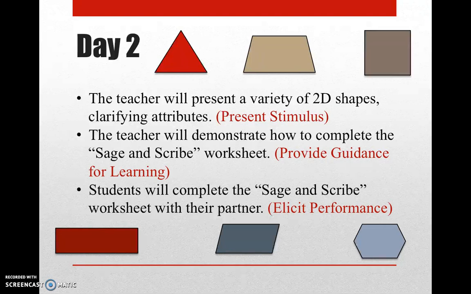Essentially, Sage and Scribe is a way to structure partner work that has one student instructing another student how to solve the problem instead of them just completing it by themselves. So once I've demonstrated Sage and Scribe and reminded students of the steps, then they will go off with their math partners to complete work with Sage and Scribe on their own.